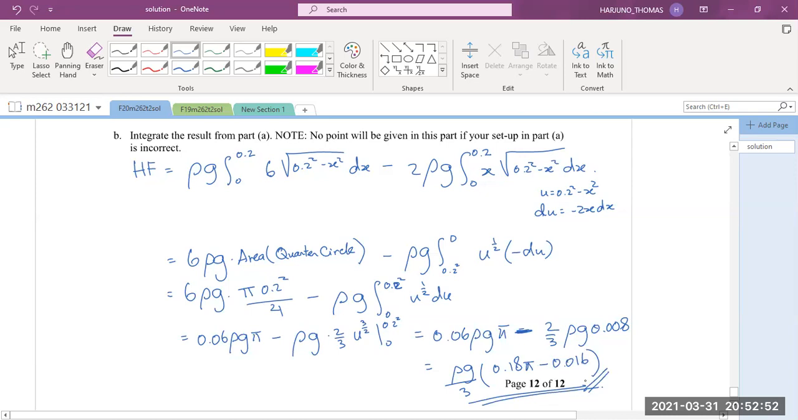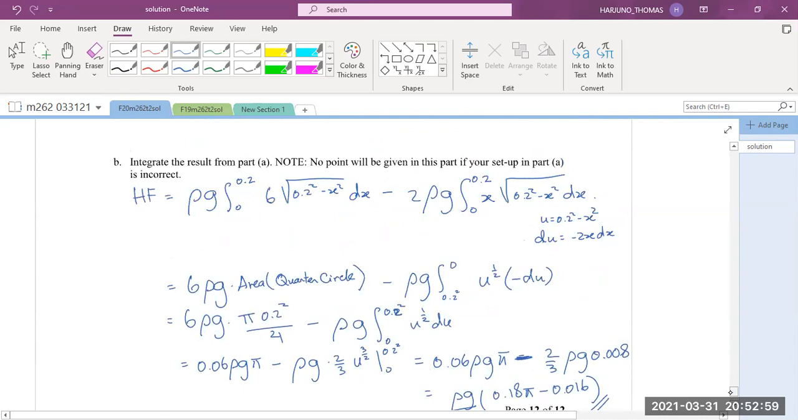I hope I don't make miscomputation anywhere, but yes, this is the 2020 test 2 solution. Yes, Robert?